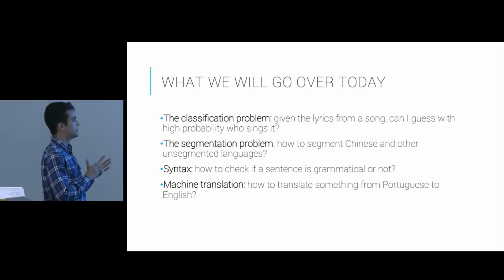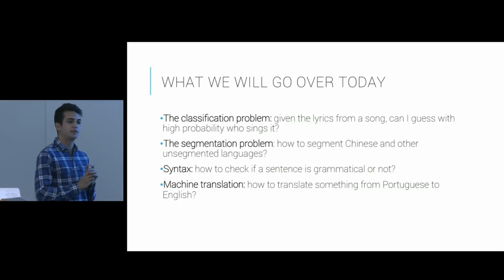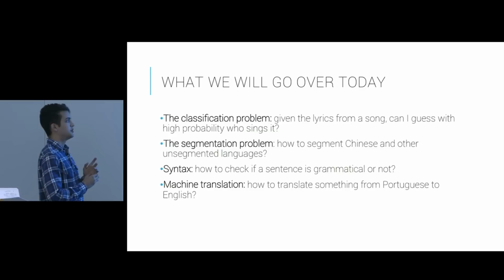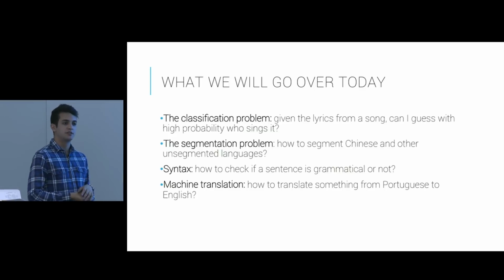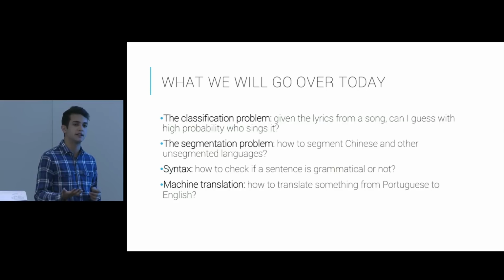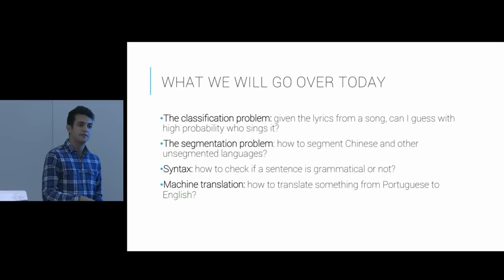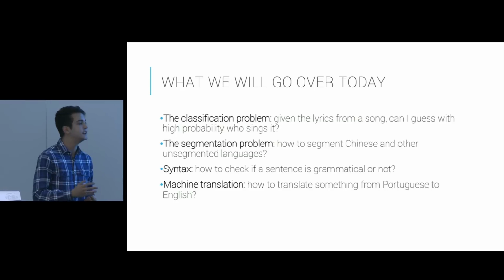First of all, I'm going to talk about the classification problem, the one I was saying about spam. But what I'm going to do is, given the lyrics to a song, can you figure out with high probability who the singer is? Let's say I have songs from Lady Gaga and Katy Perry. If I give you a new song, can you figure out if it's Katy Perry or Lady Gaga?